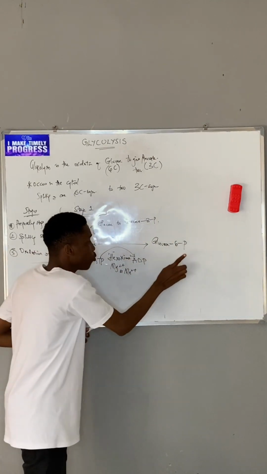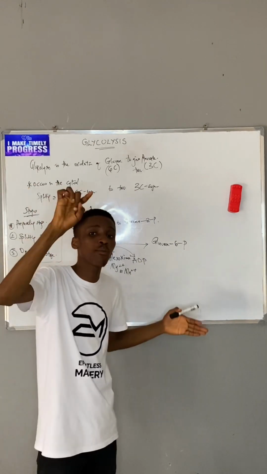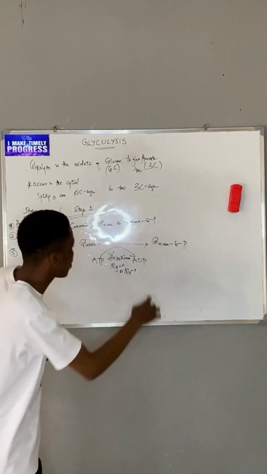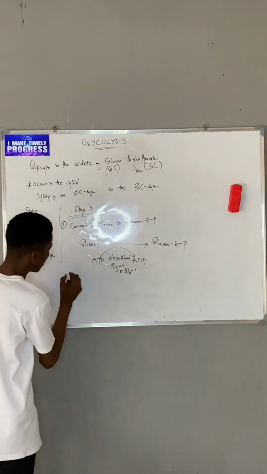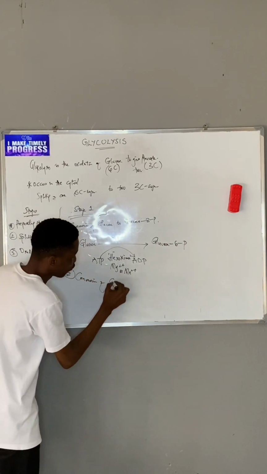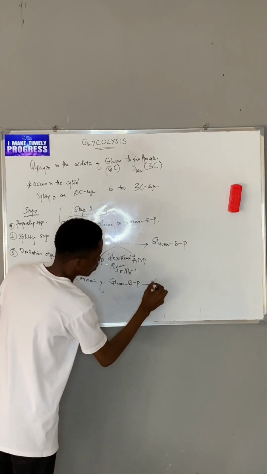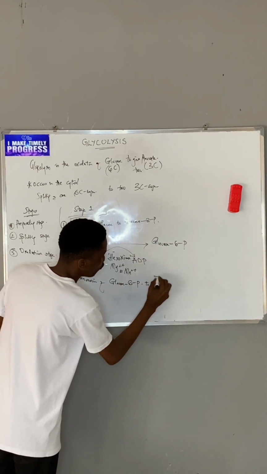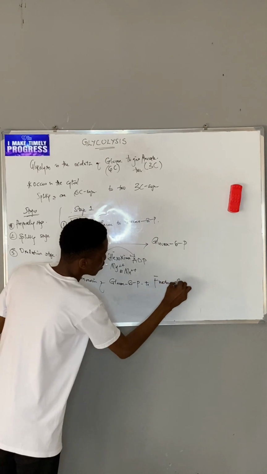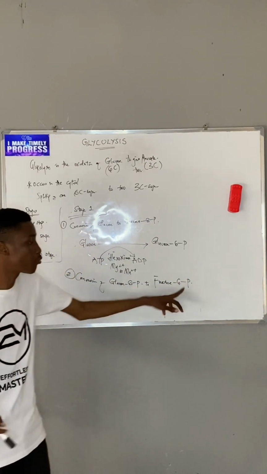Now, what you have known is that phosphate can only be added to the end. So this was a 6 carbon sugar, so it's added to the last carbon, and that's why we have glucose 6-phosphate. Now step 2 is conversion of glucose 6 phosphate to fructose 6 phosphate. Glucose 6 to fructose 6.